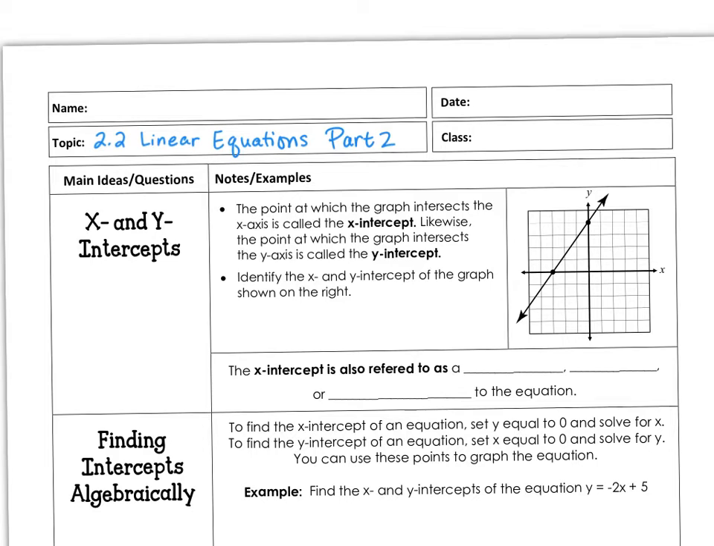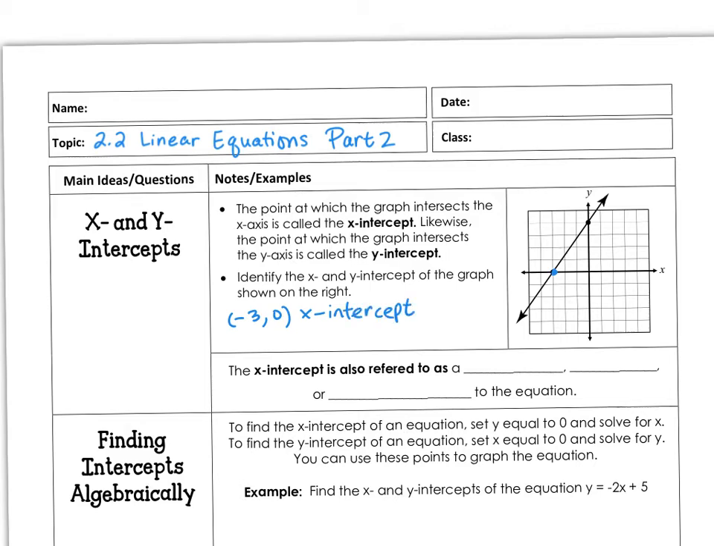A point at which the graph intersects the x-axis is called the x-intercept. Likewise, the point at which the graph intersects the y-axis is called the y-intercept. So in this particular graph on the right, notice our x-intercept is where it crosses the x-axis, and that would be here. So that would be the point -3, 0. Okay, that's your x-intercept because it crosses the x-axis at that point.